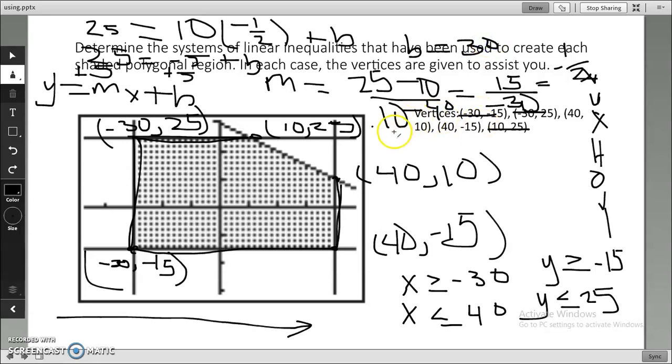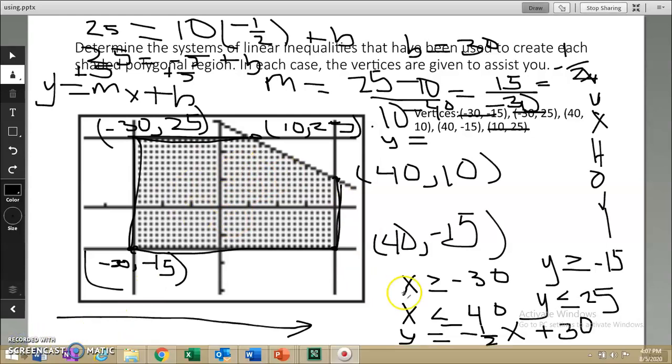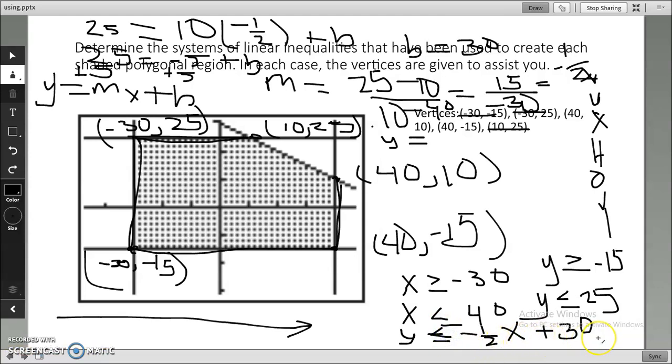So that gives me an equation of y. I'm going to move it down here so it can be next to my other system of equations. So y is equal to my slope, negative 1/2 x plus 30. And if I look at it, it's negative, it's going down, so that's going to be less than. So we'll say y is less than or equal to negative 1/2 x plus 30.